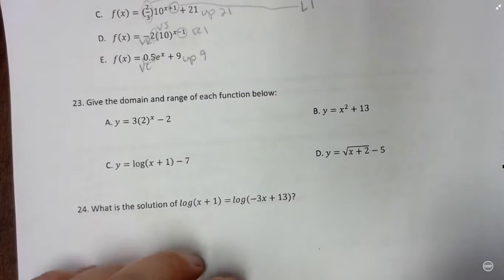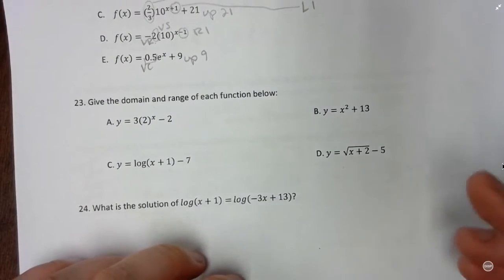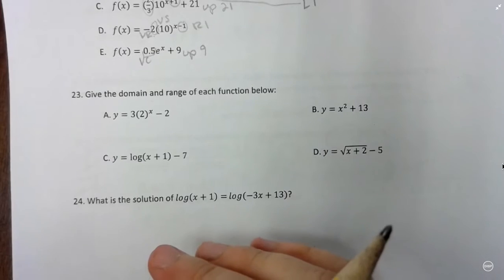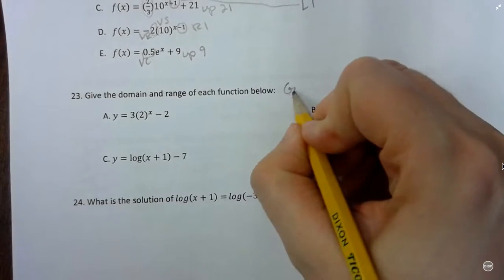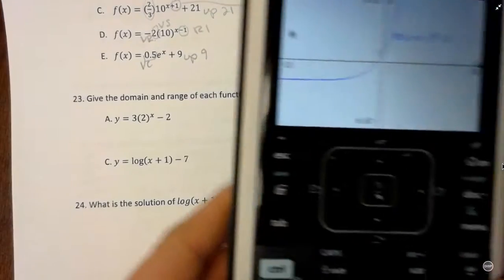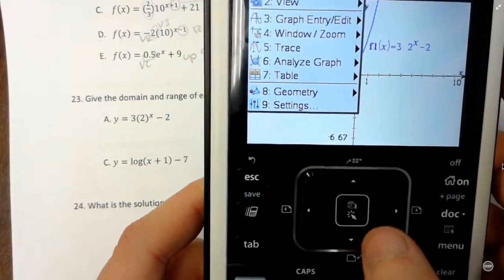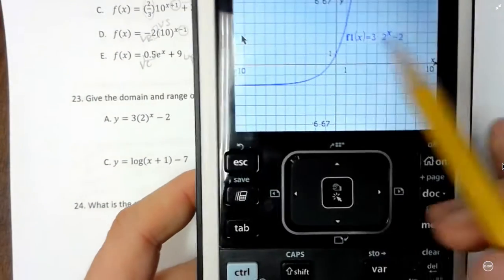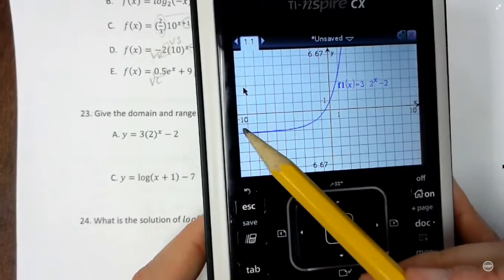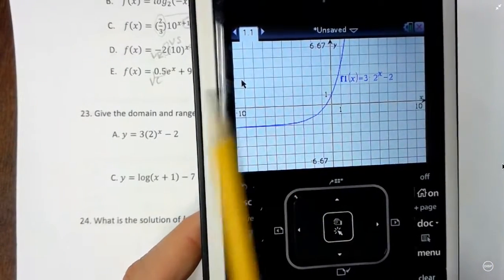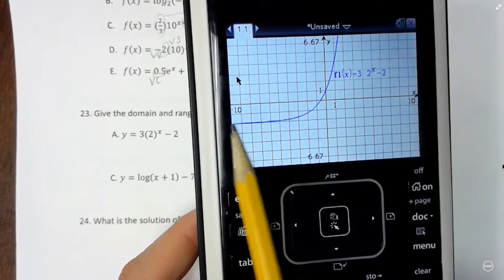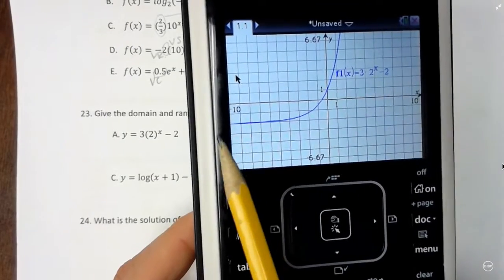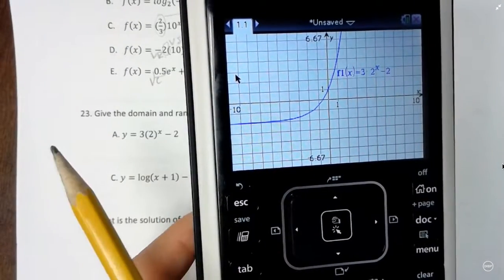23, give the domain and range of each function below. If you don't remember these, I would suggest graphing them all. Here's A. You may want to add a grid. View, grid, line grid. Makes it a little easier to see sometimes. So my domain, so my x's, I want to go left to right. What's the leftmost I can go on this graph? Well, on the screen it's -10, but of course the graph keeps going that way. It's not going to end just because my screen ends. It would really keep going. So I'm all the way to -infinity there.